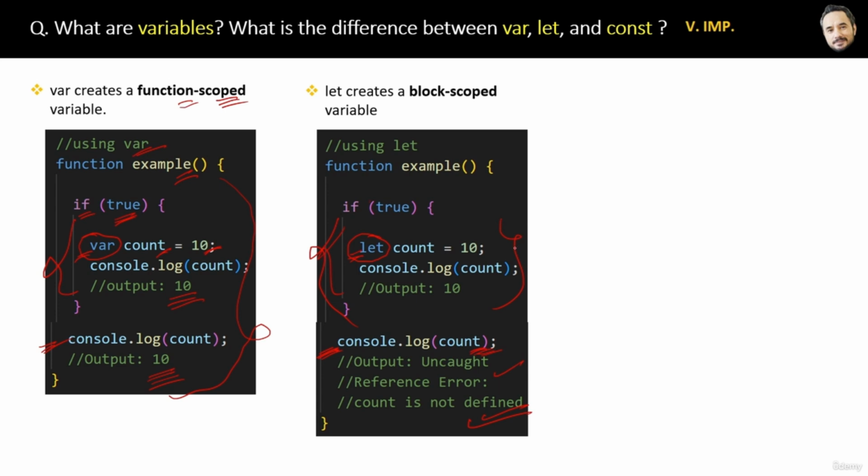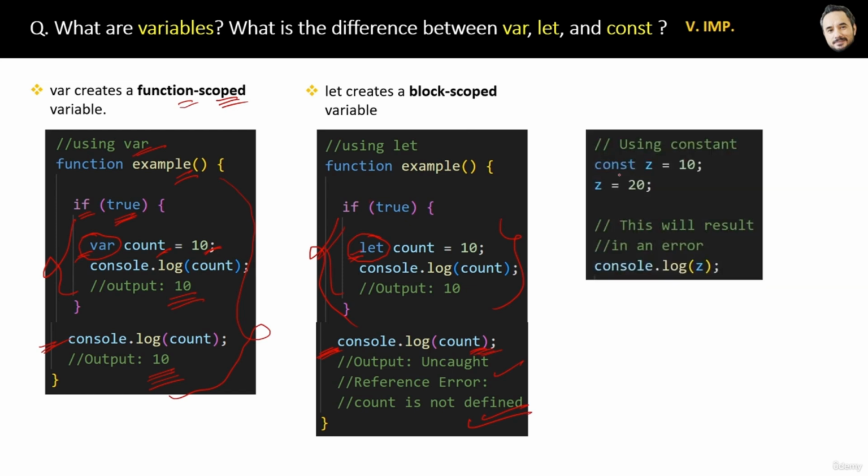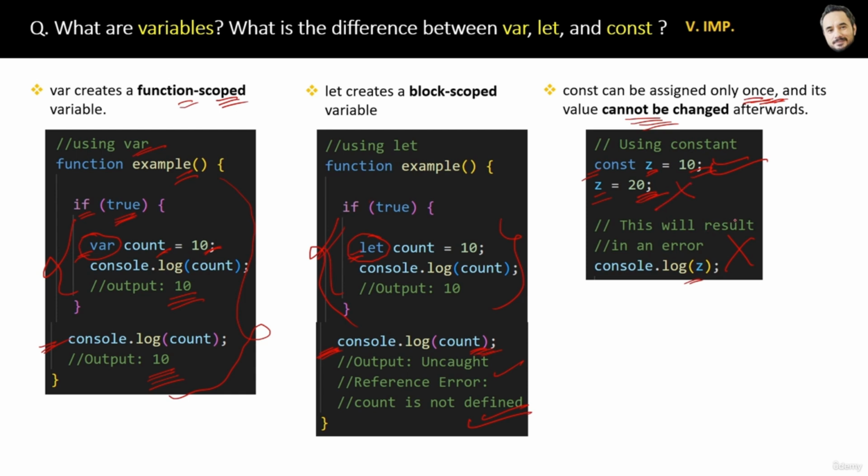Alright, the next keyword is the const keyword, whose purpose is slightly different from the var and let keywords. Here in the code, you can see we assigned const z equal to 10, and then we are trying to assign a new value to z. But then our program will throw an error while logging. The reason is const can be assigned only once, and its value cannot be changed afterwards. Therefore, use const when you do not want to change the value of a variable after the first assignment, okay? Its use is different from the let and var keywords.